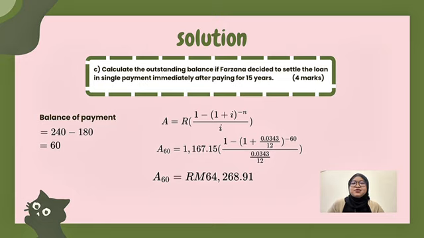Okay, so for question C, we will need to calculate the outstanding balance. So first, we have to count the balance of payment, which is 240 minus 180, which equals to 60. And then we will use the present value formula, which is A equals to R, which is 1,167 ringgit 15 cents, bracket 1 minus 1 plus I, which is 0.0343 over 12, bracket to the power of negative N, which is 60, over 0.0343 over 12 bracket. And then we will have the answer, 64,268 ringgit 91 cents.